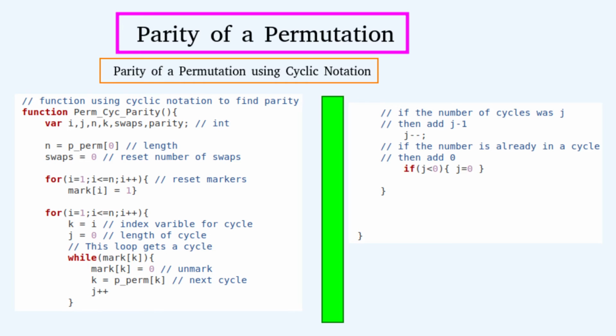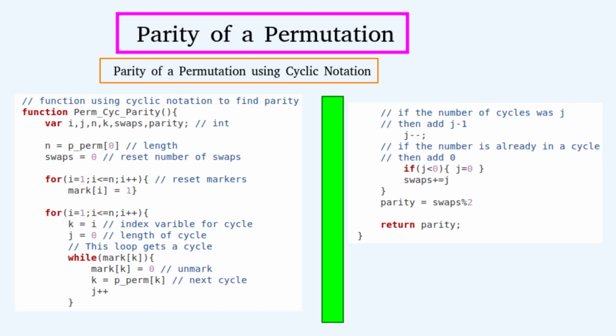And if this element has been ignored, then its value will now be minus 1, and so we'll have to set it equal to 0. And so we'll add this number to the number of swaps. The parity will be equal to the swaps modulo 2, and so we'll return this value as the parity of this permutation.